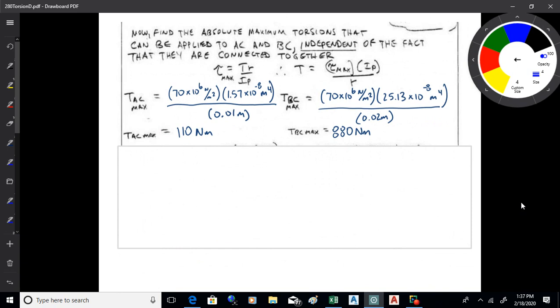So what I'm doing here is plugging this stuff in, and I'm seeing what the torsion would be in AC to cause a shear of 70, and what the torsion would be in BC to cause a shear of 70. So if the torsion in AC is 110, the shear in AC would be 70, and that's as far as I can go. I can't apply any more torsion than that, or have any more torsion than that. Same thing on the BC side. If the BC torsion goes up to 880, the shear on the BC side will be 70.